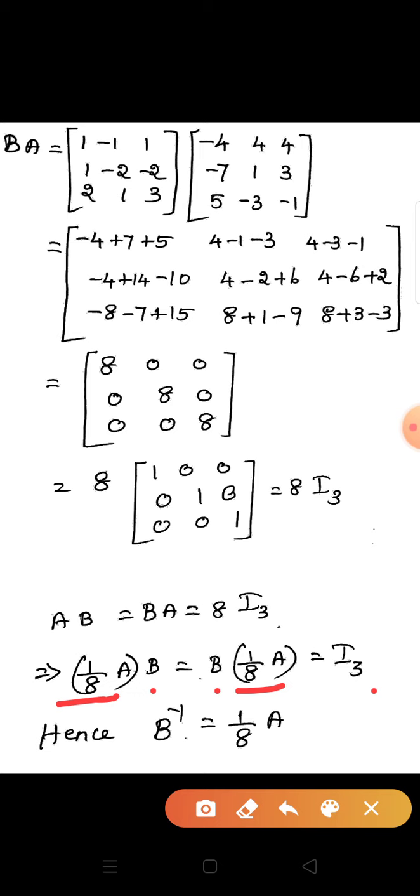Inverse means AB is equal to BA is equal to I. Then A and B are inverses of each other. Here B inverse equals 1 by 8 A. Here B inverse equals what? This 1 by 8 into A. B inverse, okay. Do you understand? B inverse equals 1 by 8 into A.